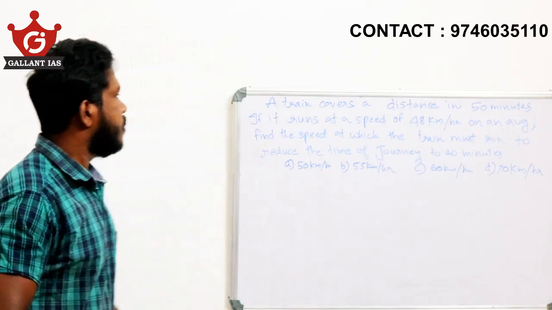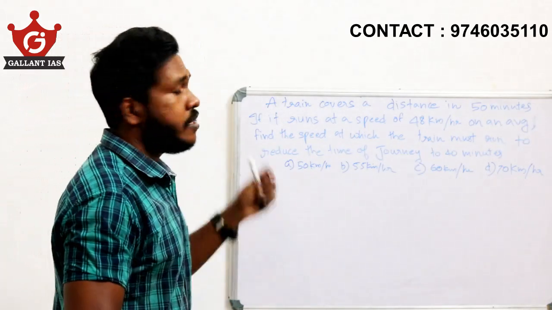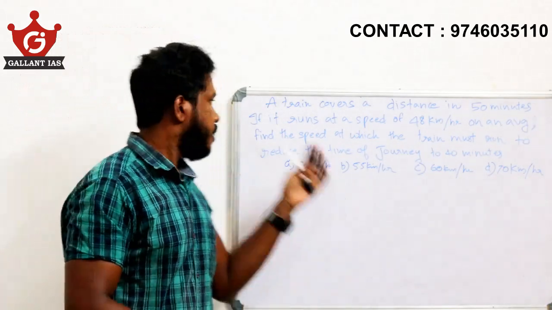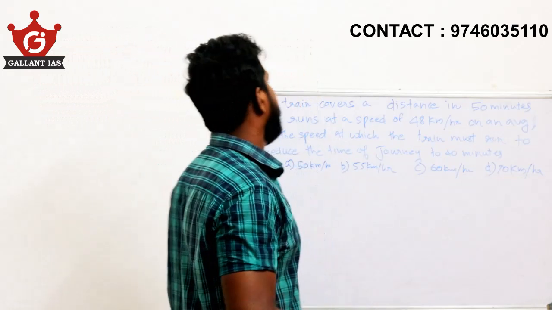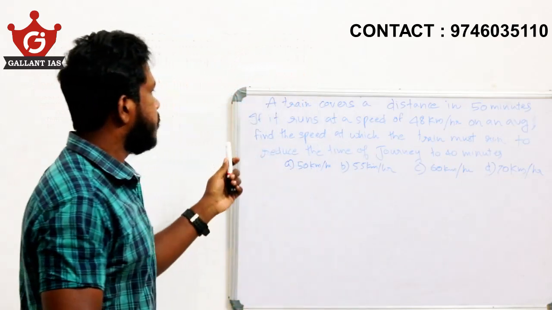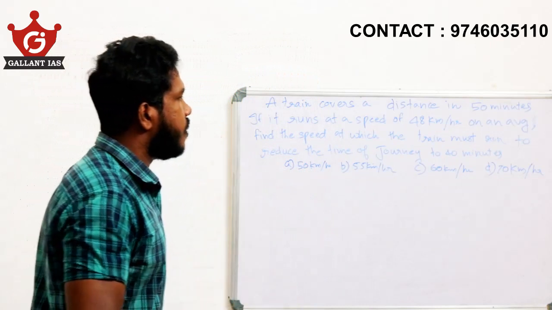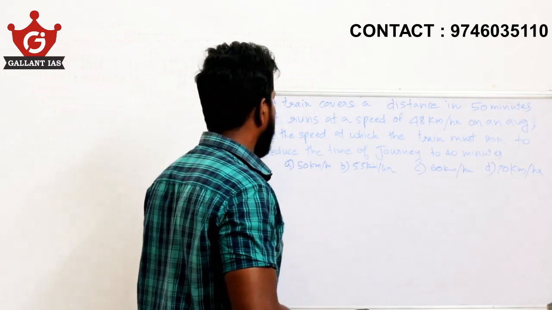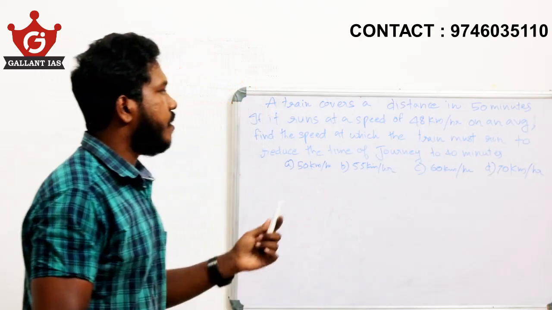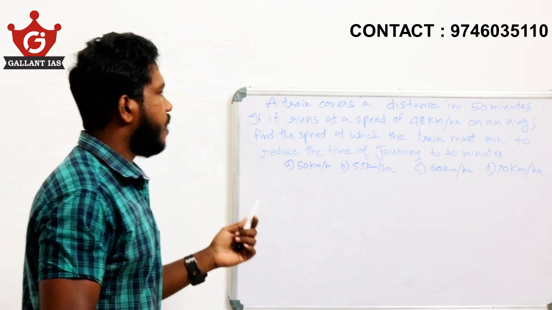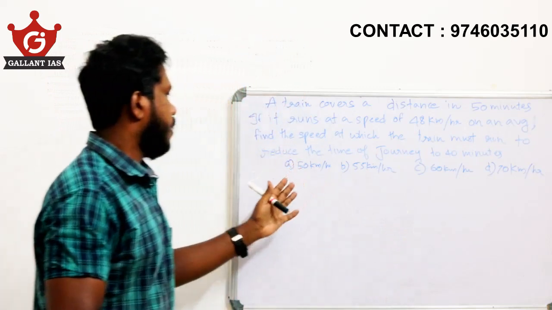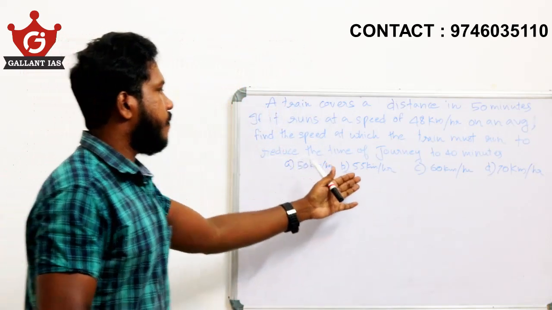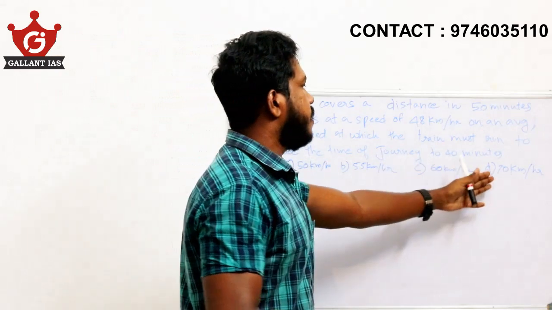So the first question is based on a topic known as speed distance. Let's read the question. A train covers a distance in 50 minutes. It runs at a speed of 48 km per hour on an average. Find the speed at which the train must run to reduce the time of journey to 40 minutes. Options are A 50 km, B 55, C 60 km per hour, and D 70 km per hour.